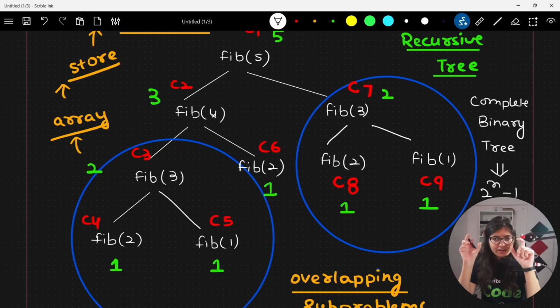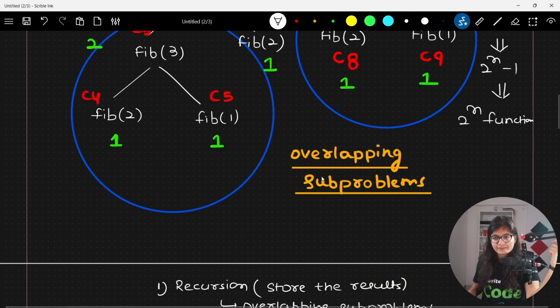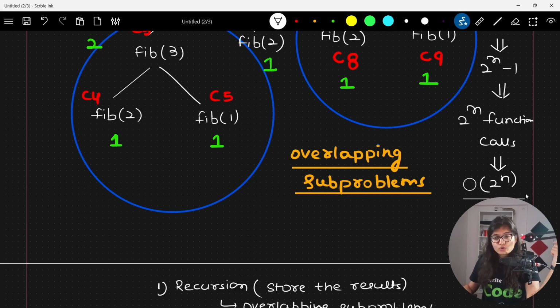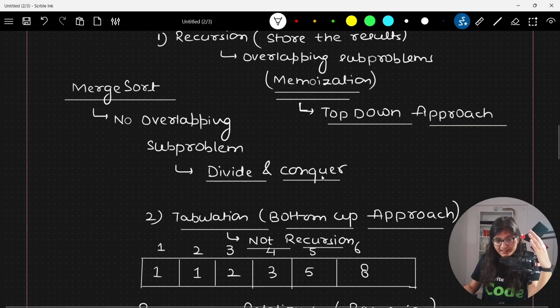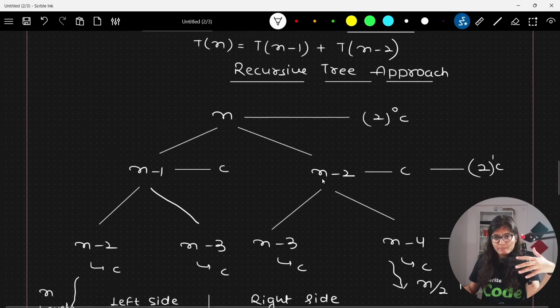The number of nodes in a recursive tree is equal to function calls. So it means that we will be having 2 to the power n function calls. Can I say 2 to the power n function calls are there? And this is what we call the time complexity, which is equal to big O of 2 to the power n. So you don't even need to solve in very much depth using the recursive tree approach.